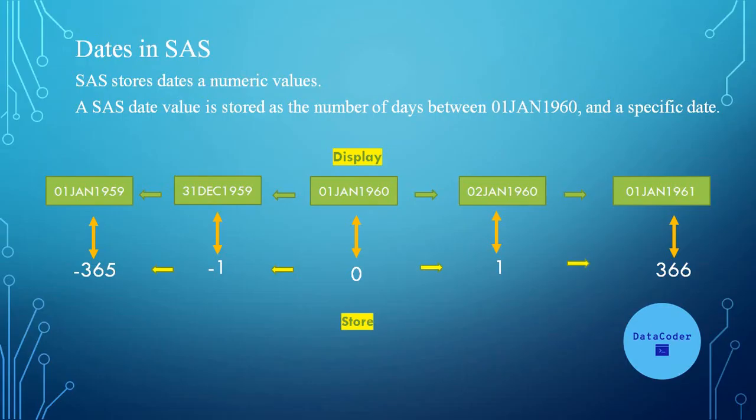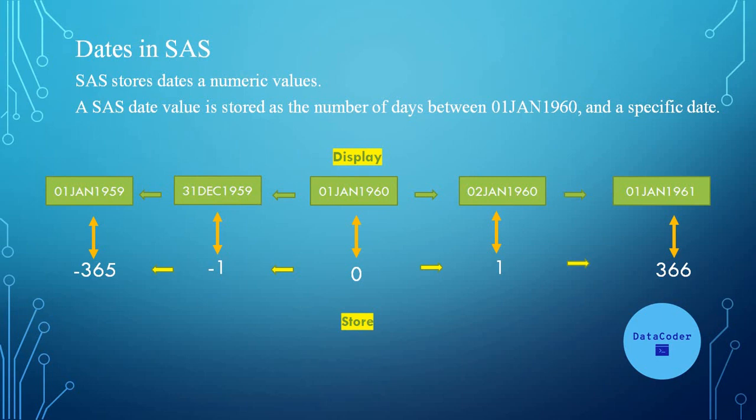SAS stores dates as numeric values, so it will store dates as numbers. A SAS date value is stored as the number of days between 1st Jan 1960 and a specific date. So our reference date is 1st Jan 1960, for which SAS will store the number 0. Any date after the reference date will be stored as the number of days from 1st Jan 1960.